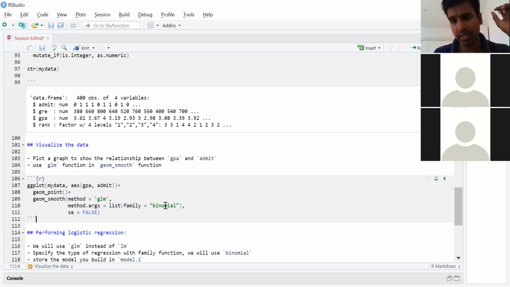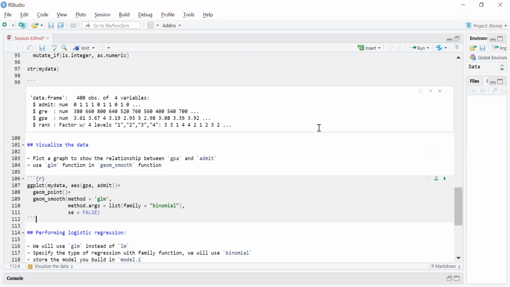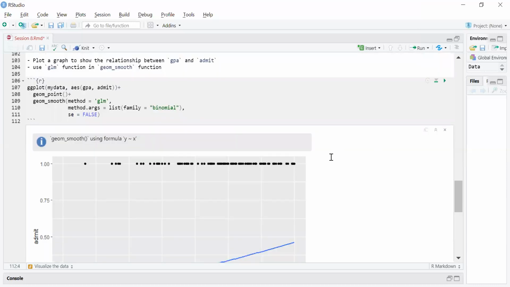So binomial represents that the outcomes are 2. It's either 0 or 1. Okay, and I also set the standard errors to false, which means you will not have the standard error bars around the line. Okay, try to manipulate and change these arguments and see how that works. Okay, when you plot it, you'll get it. What is GLM? So GLM is called generalized linear model.